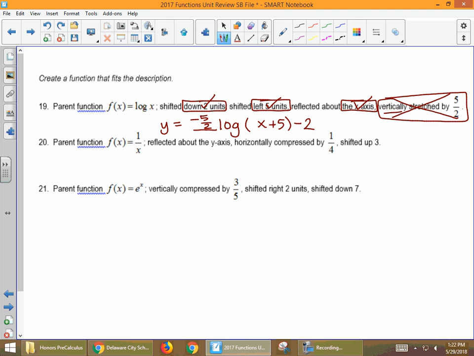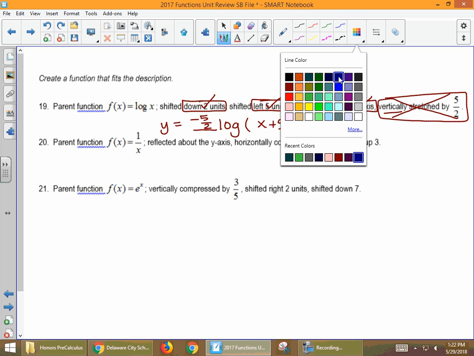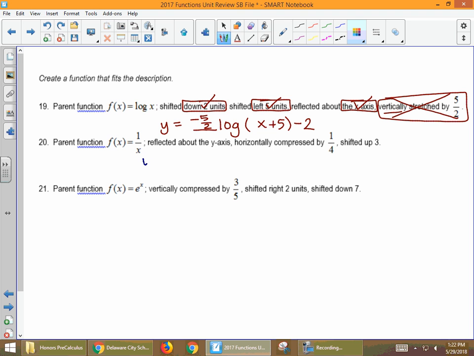All right, next problem. Parent function is 1 over x. So the thing about 1 over x, outside the function really is on top in the numerator. Inside the function, you can think of that as on the bottom in the denominator. So 1 over x. Reflect over the y-axis, horizontally compressed by 1/4 and up 3. Well, the easy one here is up 3, so let's get that dealt with. Up 3 is going to be a plus 3 on the outside of our function.